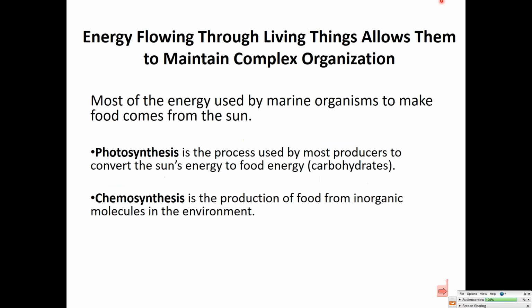So most of the energy used by marine organisms to make food comes from the sun, okay? And so this energy, the primary source of energy for life in the ocean, is the sun. And the process in which energy from the sun is converted into organic matter is known as photosynthesis. Okay, photosynthesis. It's a process used by most producers, we'll talk about what a producer is in a second, to convert the sun's energy to food energy, carbohydrates.